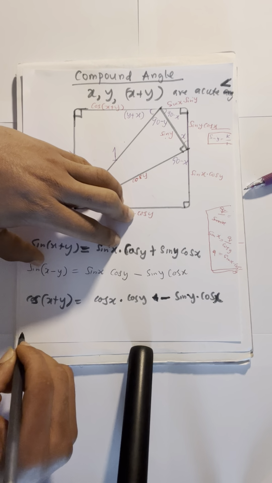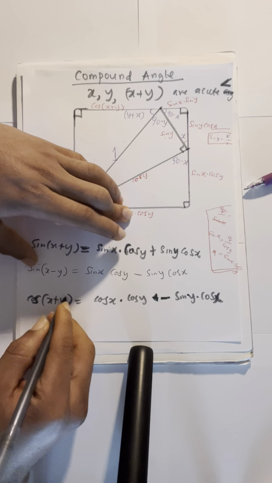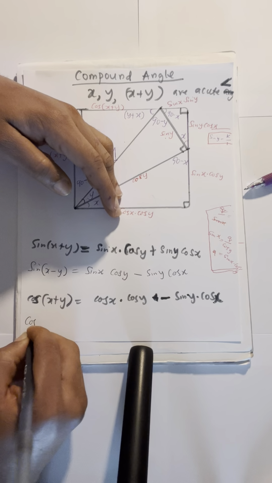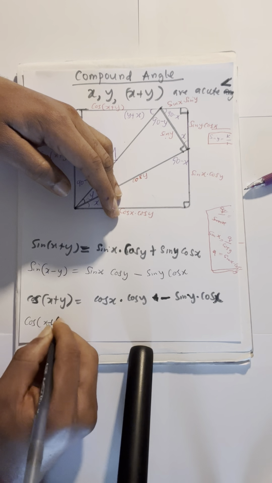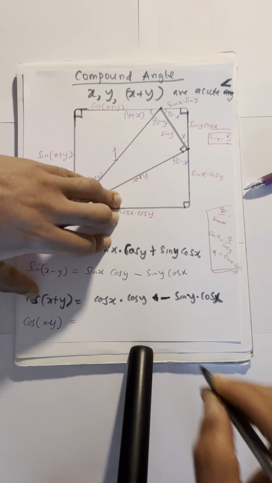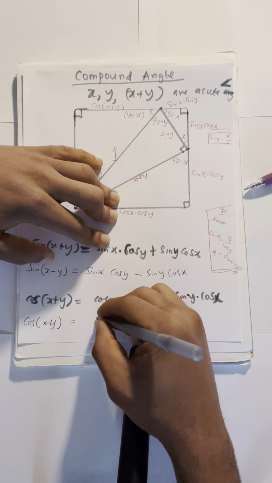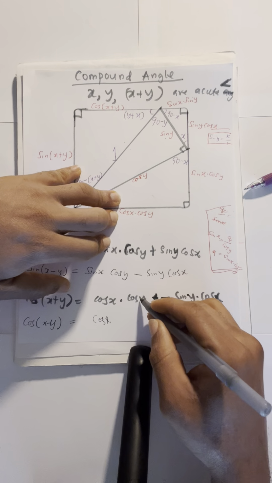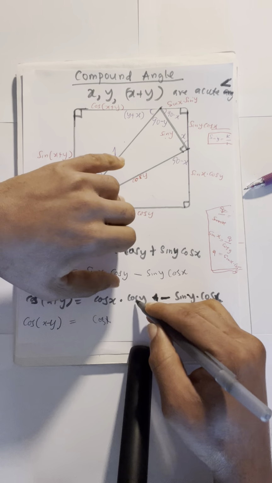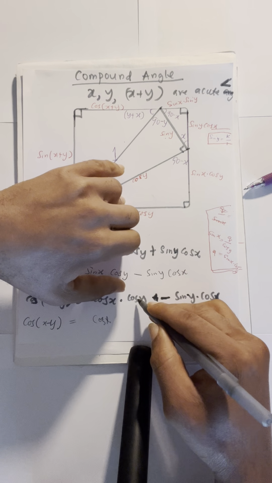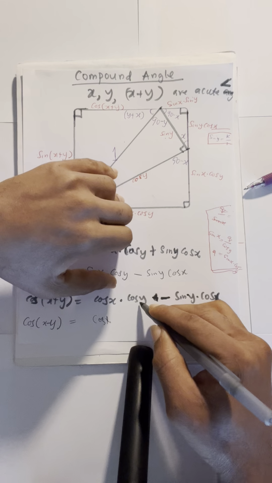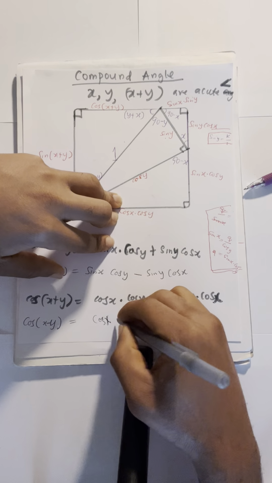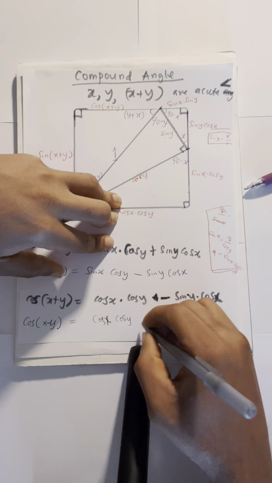Now let's do the same thing here. I'll replace plus y with minus y. So cos of x minus y will be equal to, putting minus y into cos, I would still have cos x. Replacing the plus y to be minus minus y, we'll still have cos y.